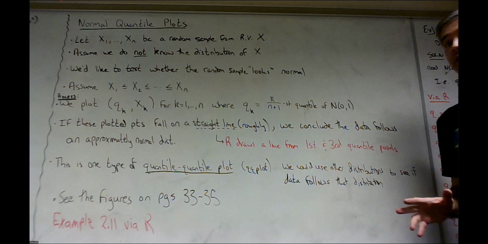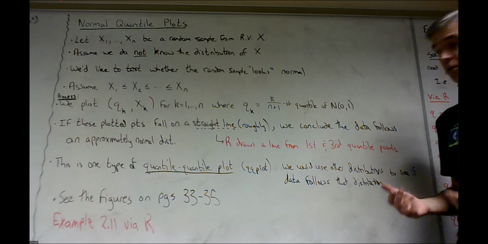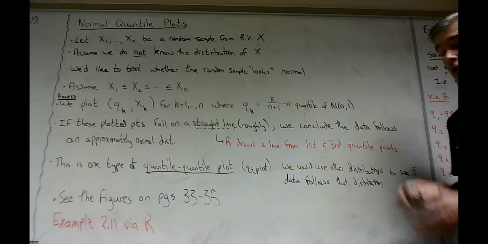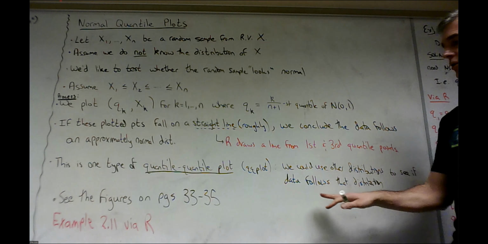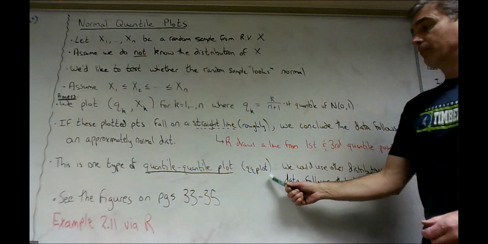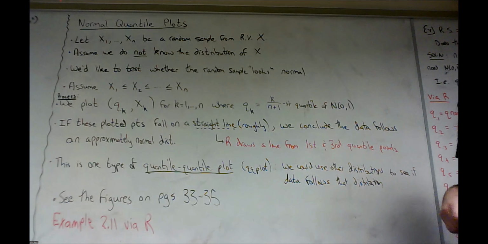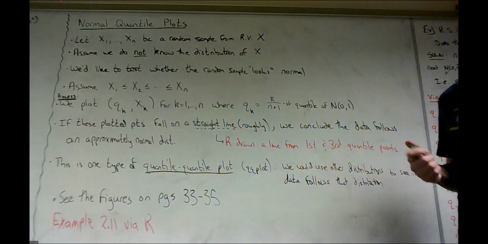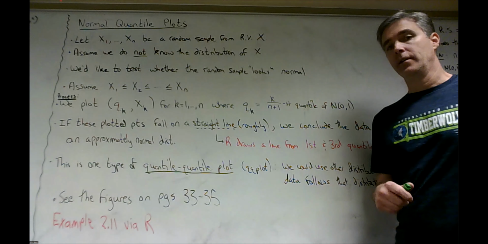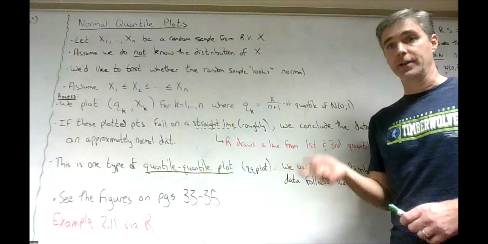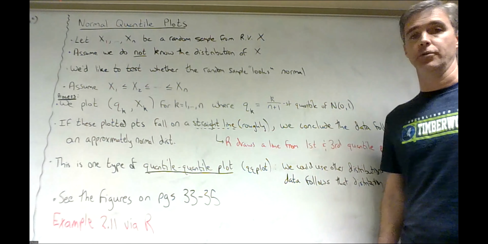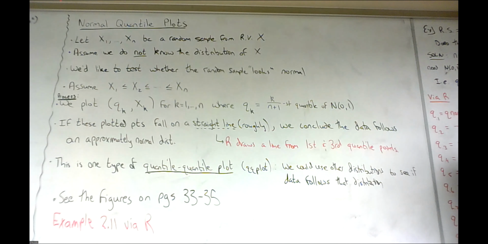Now, if I wanted to test if the data was exponential, I could do a quantile plot with exponential quantiles playing the roles of the Q sub k's. Almost exclusively in this class, we're going to do QQ normal. We're going to test to see whether something's normal or not, and that'll be the qqnorm command. Now, in your book, pages 33 to 35 have a bunch of really good examples of this. I'm just going to do example 2.11 via R to show you how the commands work. And this R code is located in the R file for chapter 2. All right, so make sure you got this all down.